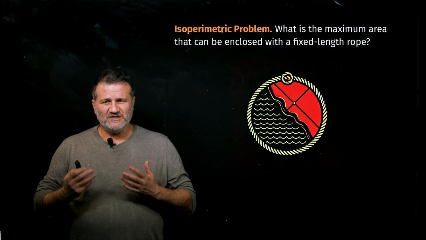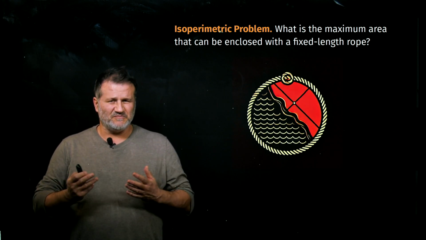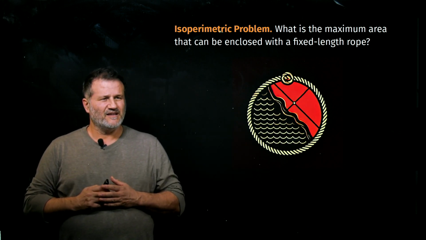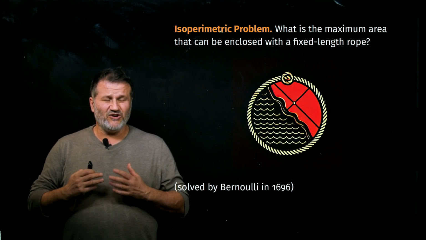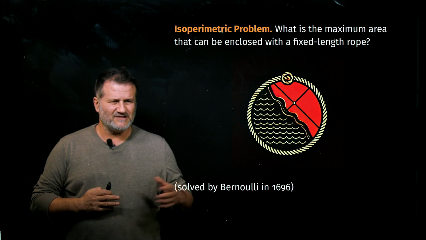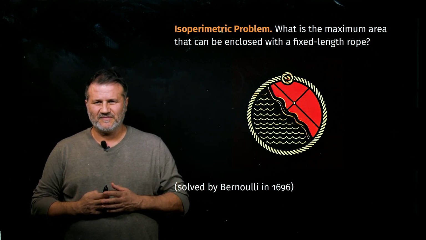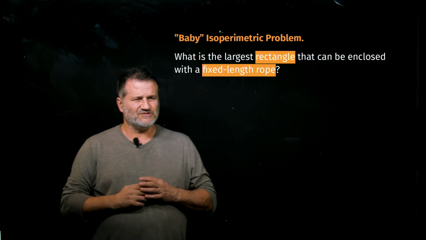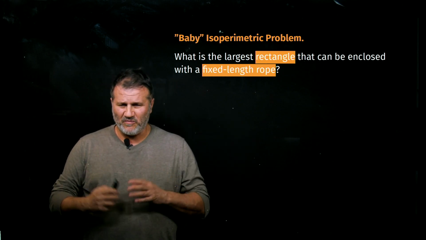This involves solving the problem of finding the maximum area of a shape with a fixed perimeter, which is named the isoperimetric problem. Now, this problem in the general form was solved by Bernoulli only in 1696, so about 1,000 years later when the problem was posed. But here we see a baby version of this problem, namely the following. What is the largest rectangle that can be enclosed with a fixed length rope?